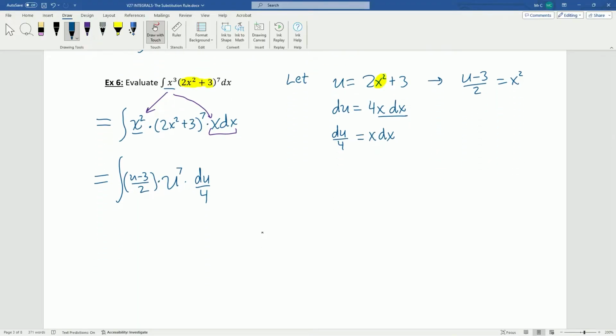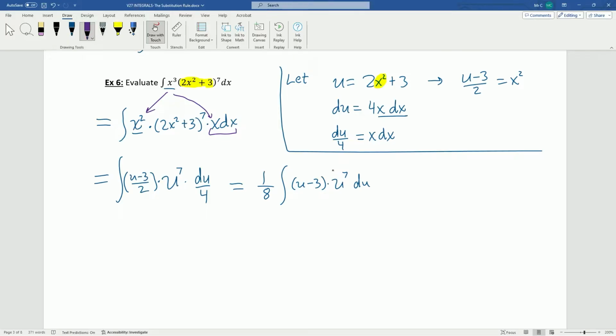Okay, so now let's go ahead and simplify this a little bit. We've got a denominator of 2 and a denominator of 4. 2 times 4 is 8, and I'll pull that 1/8 out in front of the integral. And then inside, we've got (u minus 3) times u to the 7th du left. Now, I'm not done. I still can't integrate this. I can't do anything with products of two different functions inside of an integral. There's no equivalent product rule like we have for derivatives, right? So what do we do here? Well, we distribute this.